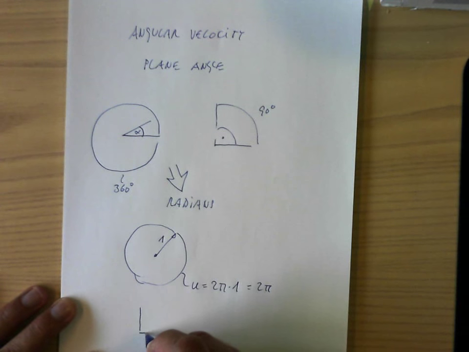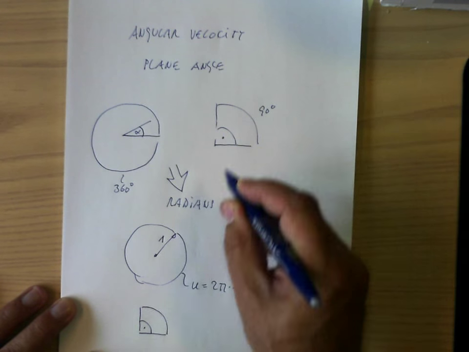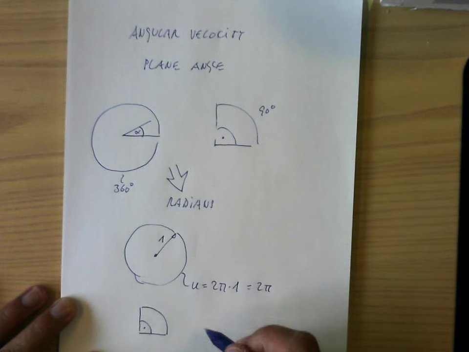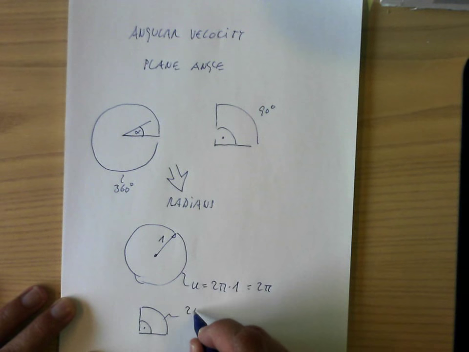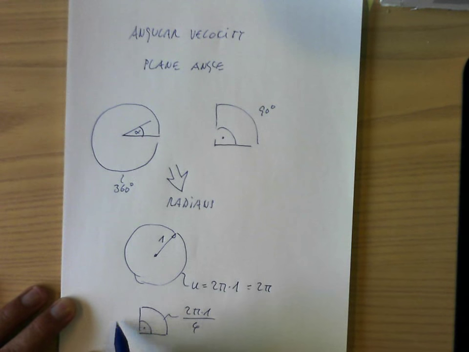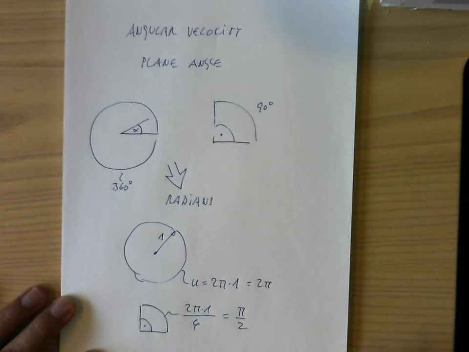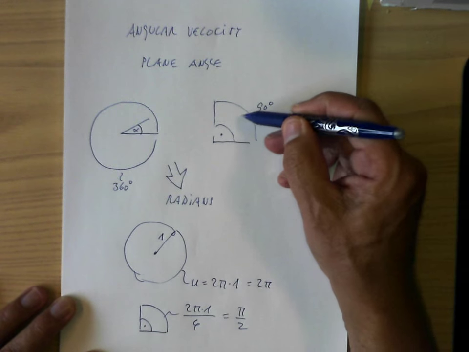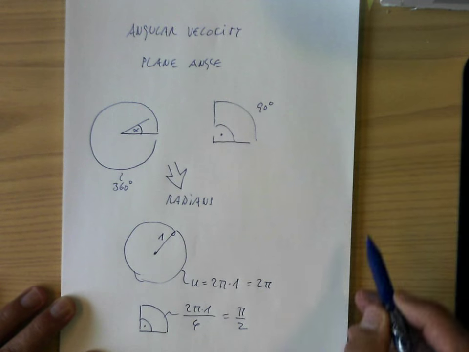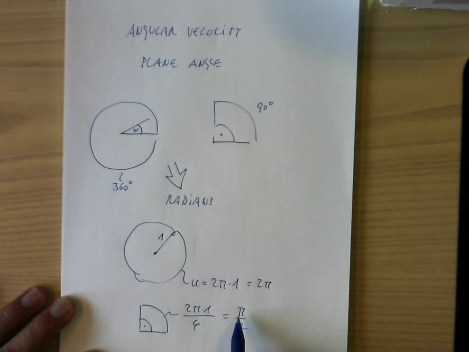Or an arrow that has made a rotation which in degree description means 90 degrees. That is 2 pi times 1, that's the length, divided by 4, because we have only a fourth of this circumference here. So it's pi divided by 2. That means in degree description we say 90 degrees, and in radians description we say pi divided by 2.